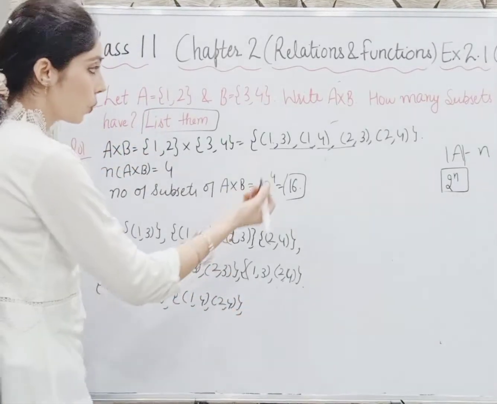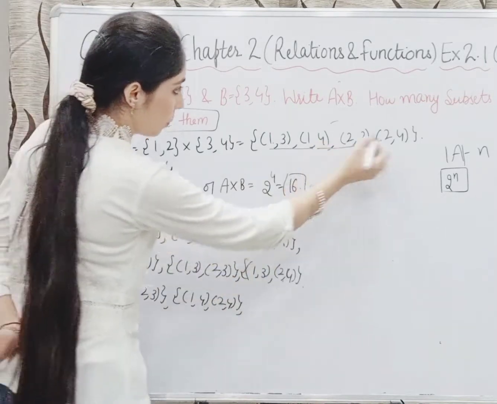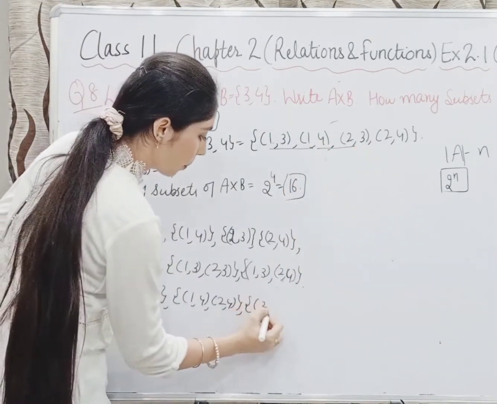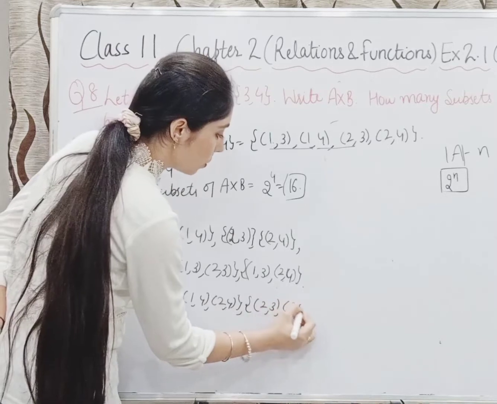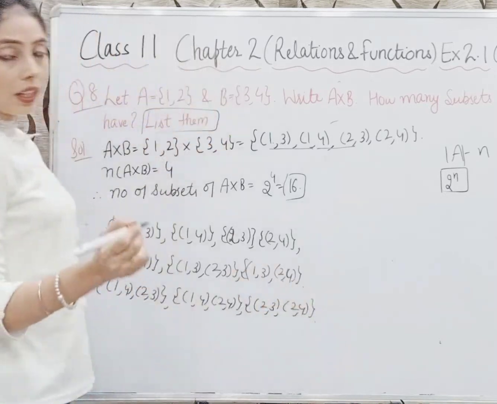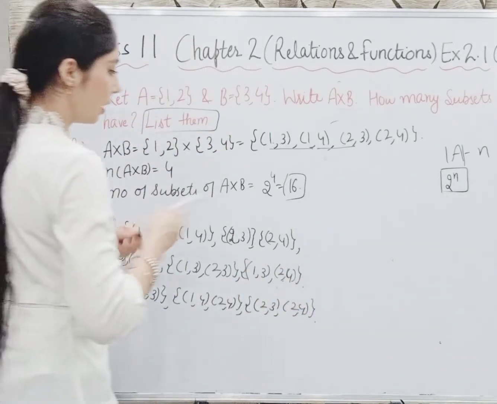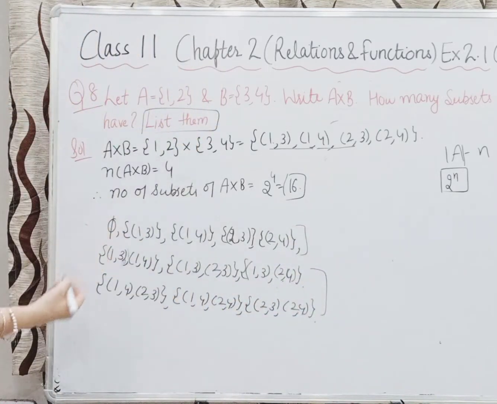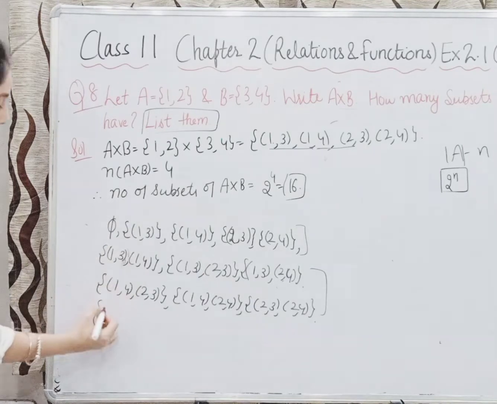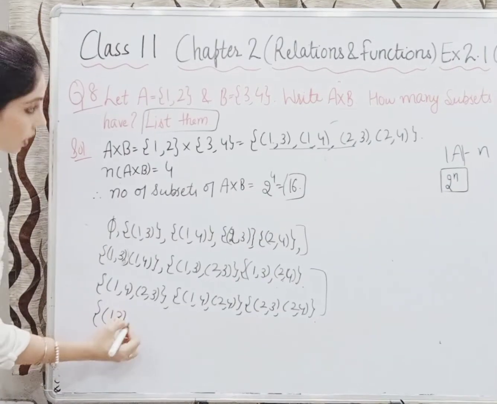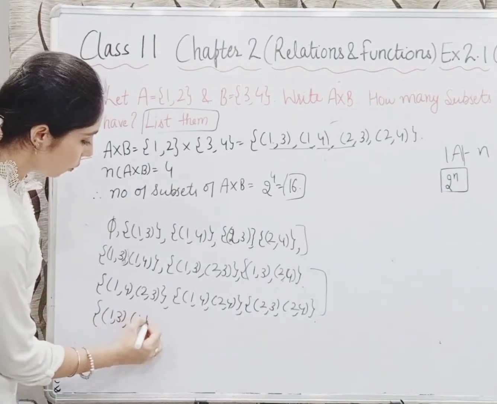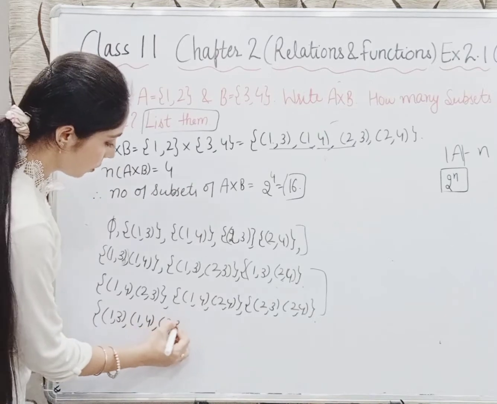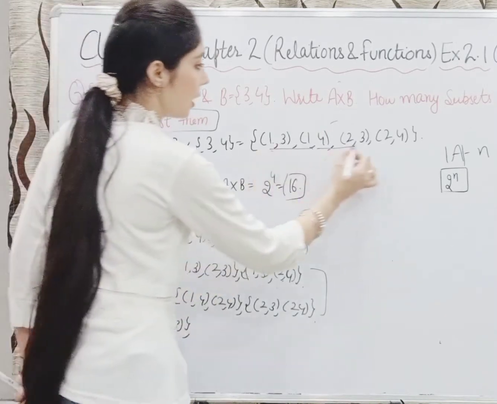Okay. Next will be 2, 3 and 2, 4. Okay. Now we will take, here we are taking 1 at a time. Here we are taking 2 at a time. Now we will take 3 at a time. So these will be 1, 3, 1, 4, 2, 3. Okay. These 3 at a time.